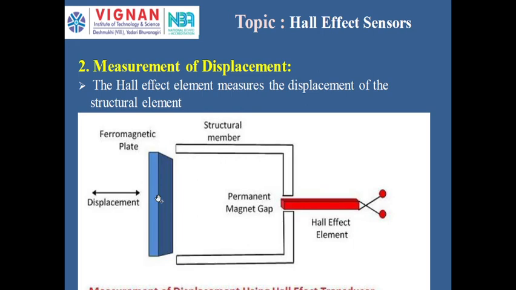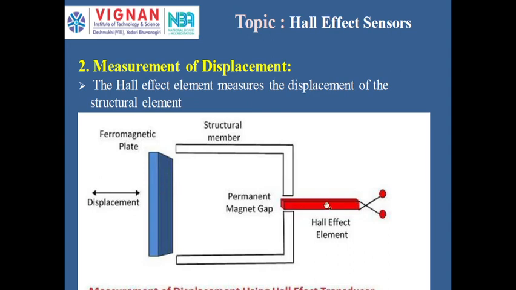So now what happens, you see. This field strength produced by the permanent magnet in the gap is varied by changing the position of the ferromagnetic plate. So the voltage output of the Hall effect transducer is proportional to the field strength in the gap, which is a function of the position of the ferromagnetic plate from the structure. That means that is the displacement.